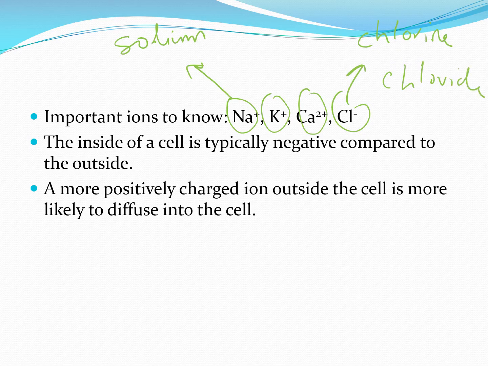The inside of a cell is typically negative, and so what's going to happen is that the positive ions are most likely going to go inside a cell because it is more negative on the inside. So that's part of the passive transport, diffusion, etc. A positively charged ion is more likely to go into a cell through that ion channel because it's going from an area of more positivity to an area of less positivity, so more negativity.